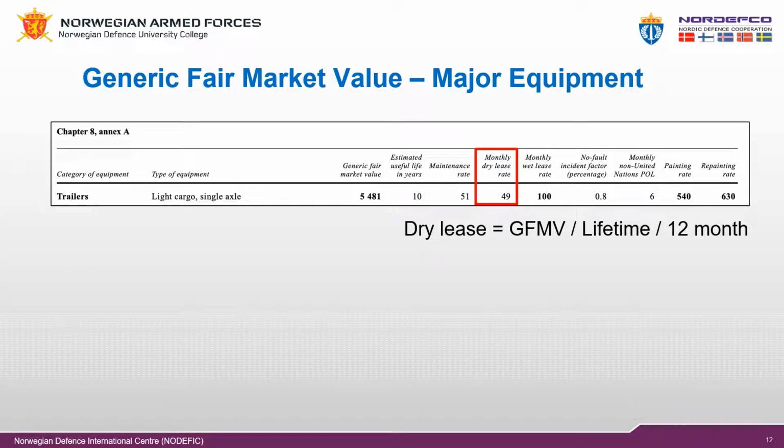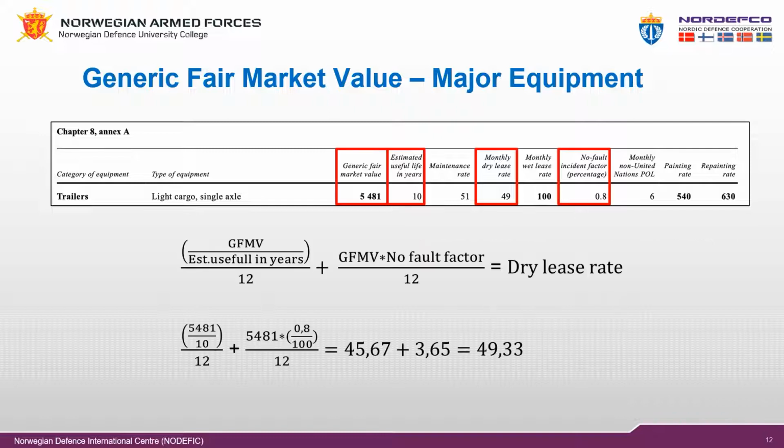Dry lease. We have in earlier presentations explained that dry lease is generic fair market value divided by the equipment's lifetime divided by 12 months. This is not totally correct. We also have to include the no-fault incident factor. The correct dry lease rate is the generic fair market value divided by the equipment lifetime divided by 12 months, plus the generic fair market value multiplied by the no-fault incident factor divided by 12 months. If you look at our example with the light cargo trailer, you will find the calculations in detail.